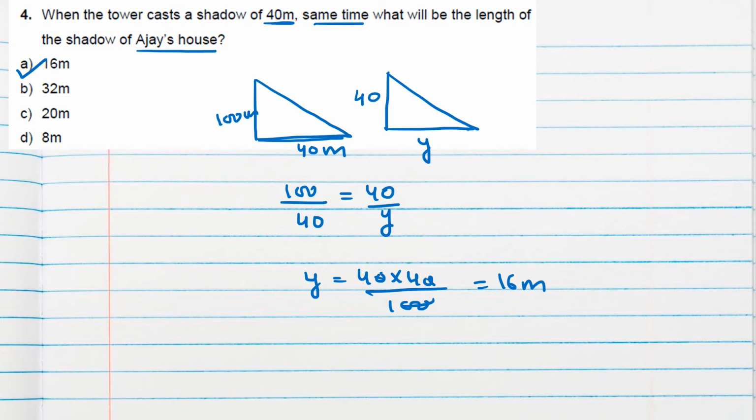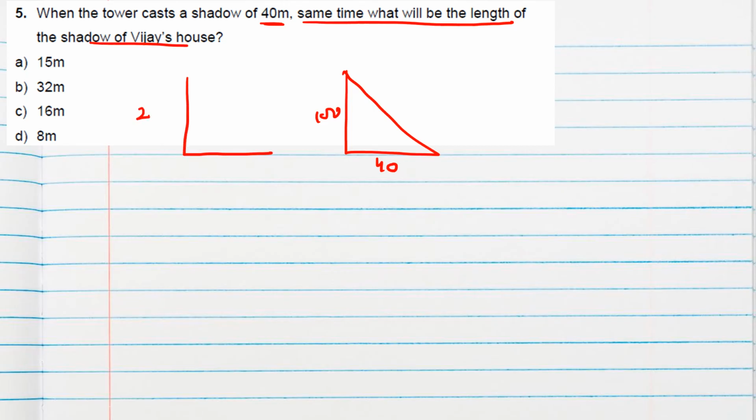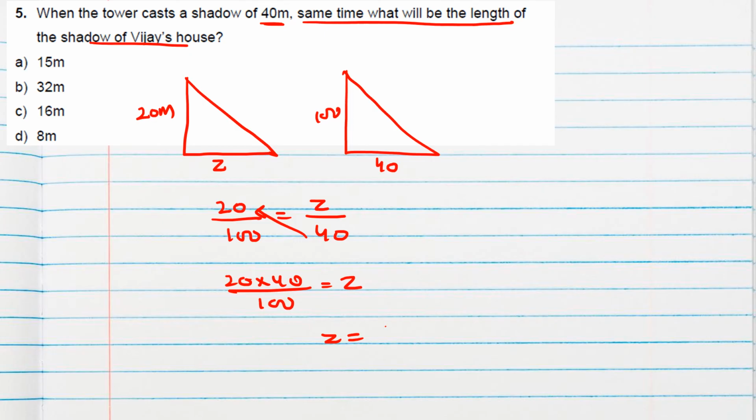Question is, when the tower casts a shadow of 40 meters. So the tower height we know is 100 and the shadow is 40, right? At the same time, what will be the length of the shadow of Vijay's house? So Vijay's house height we know is 20. So this shadow we should find here. Again, sides will be in equal ratio: 20 by 100 equals z by 40. So this will go to the other side. So z will be 800 by 100, which means 8 meters, which is in option D. So option D is correct.